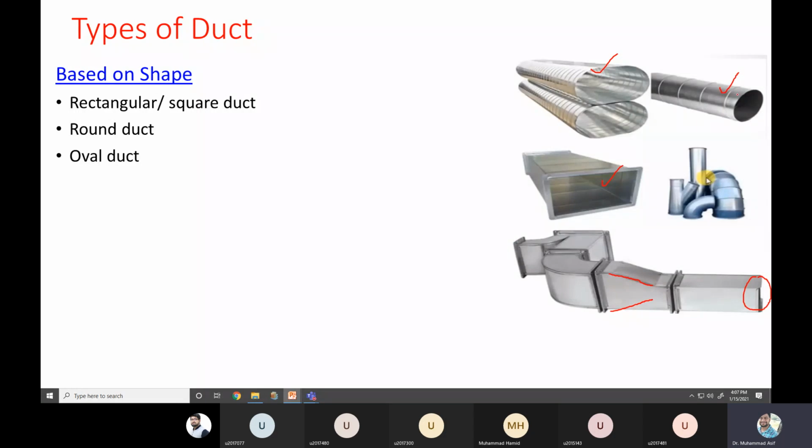Normally circular ducts are manufactured for small diameter pipes, and they're easy to manufacture. Similarly, oval is for the medium size. Whereas when the requirement for airflow rate is very high, that means the size of the duct required is too high, then we prefer to have the rectangular duct.